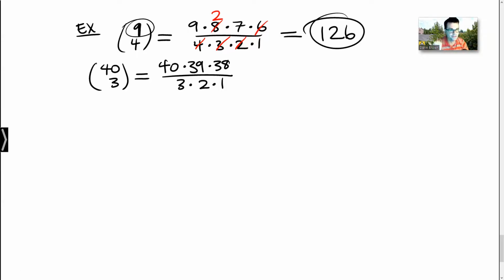Remember, the numerator is the number of permutations. And then the denominator is there because you have to divide by the number of ways of rearranging the things amongst themselves. Again, there's canceling here. Okay, so that's 13, 20. So it's 20 times 13 times 38, whatever that turns out to be.